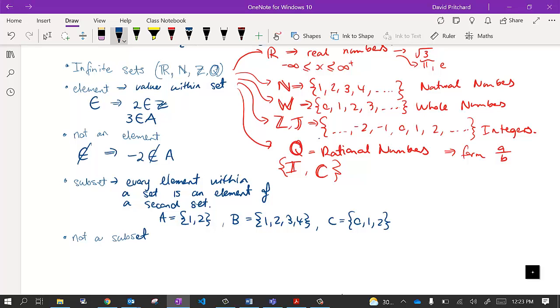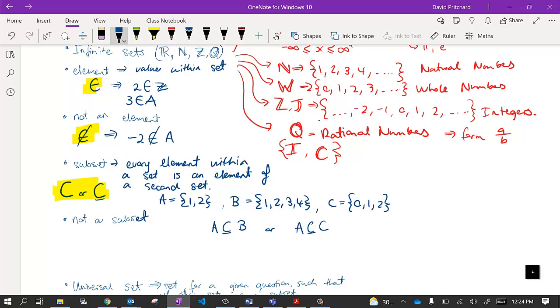Then we can start making statements here. We probably need to define the symbol for subset. So subset can be that, like a C, or it can be the same symbol with a line underneath. Those two symbols are the ones that we use for subset. Now I can make some statements here. I can say A is a subset of B because every element within A exists in B. I can also say that A is a subset of C, because all the elements in A exist in C.